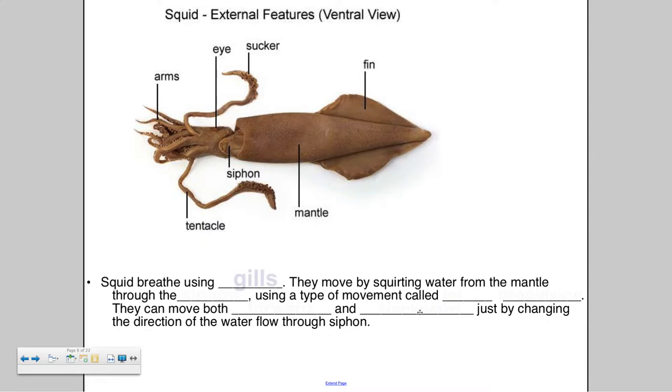Squid breathe using their gills. Remember, they're underwater. They don't come out of the water. They move by squirting water from the mantle through, what did I say? The siphon. Siphon, very good. They use a type of movement called what? Jet propulsion, awesome.